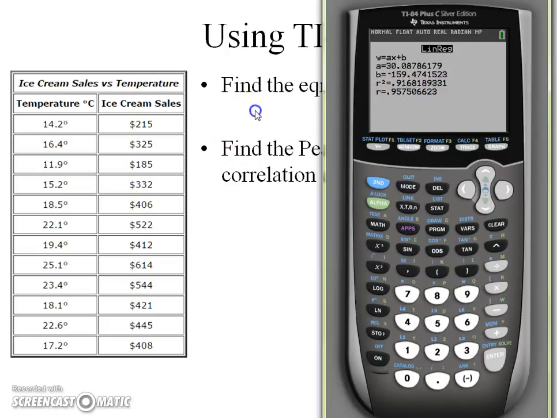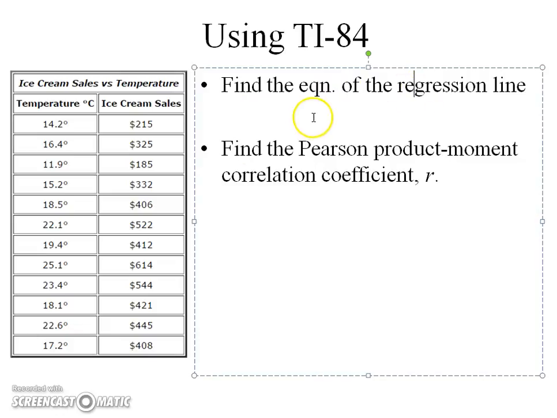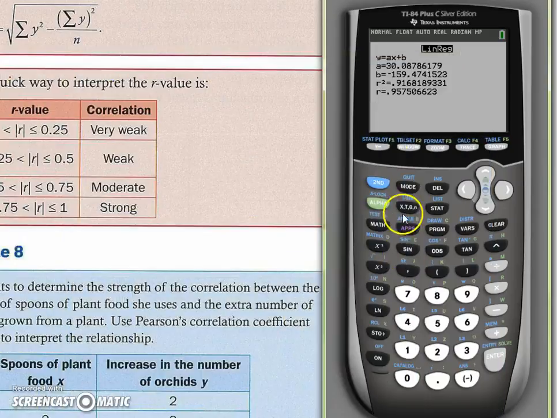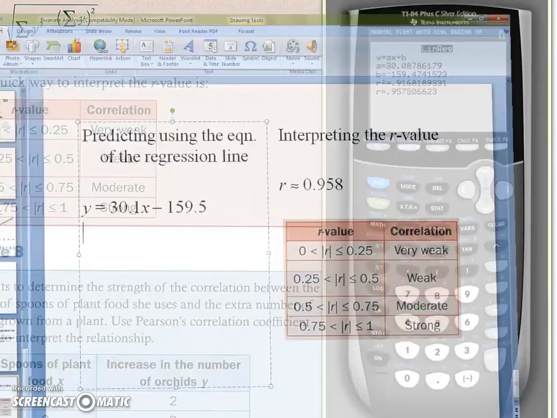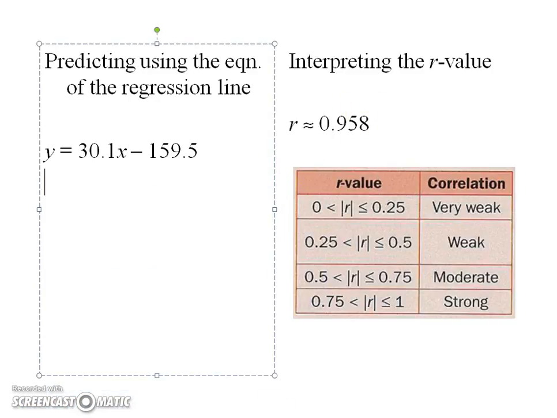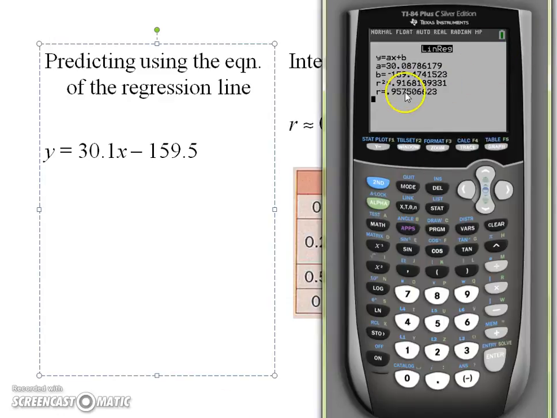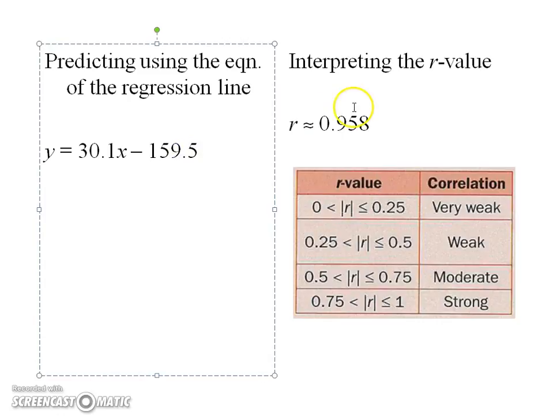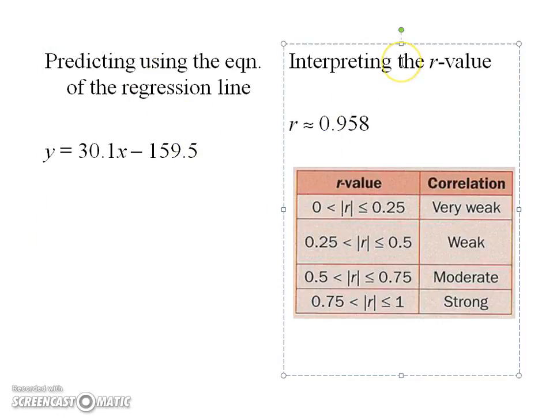So now let's answer the first question first. The equation of the regression line is this. That's the equation of the line, and the R value is approximately 0.958. So let's learn how to interpret the R value first.